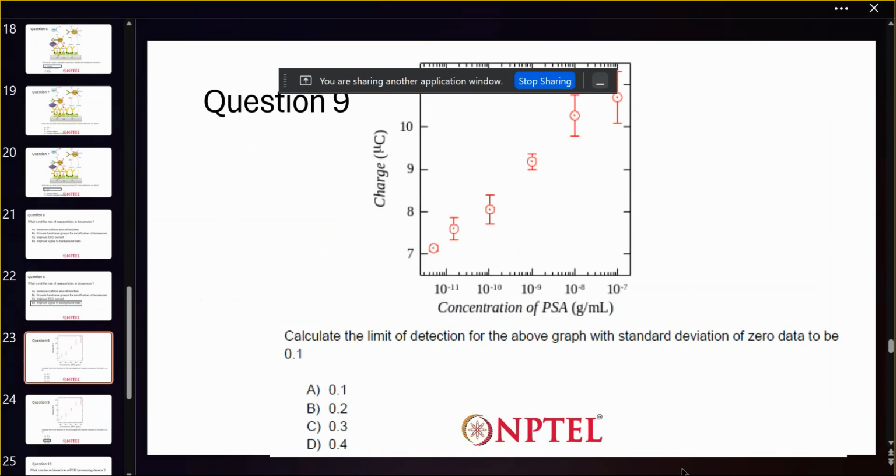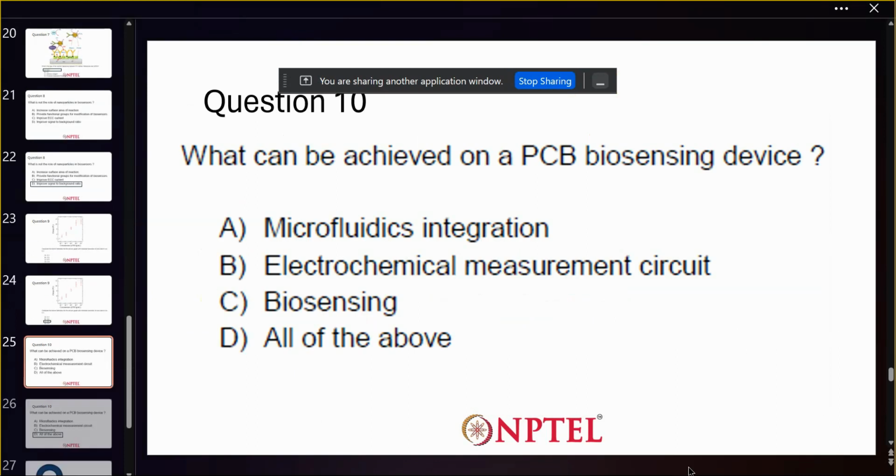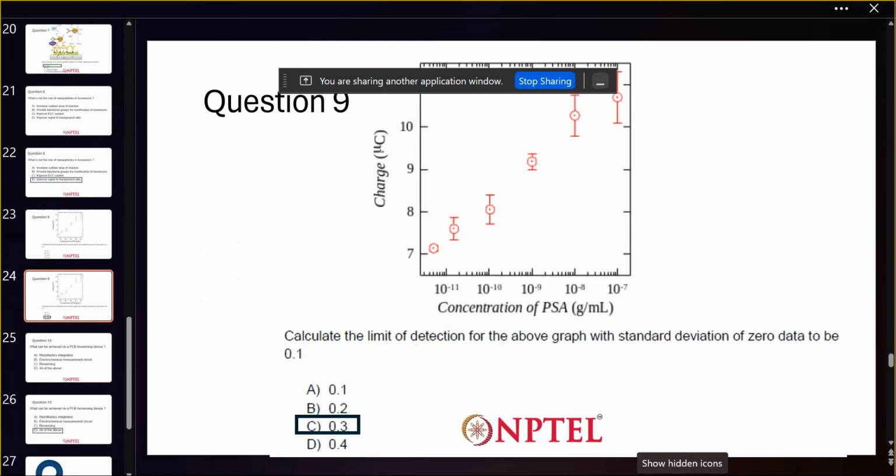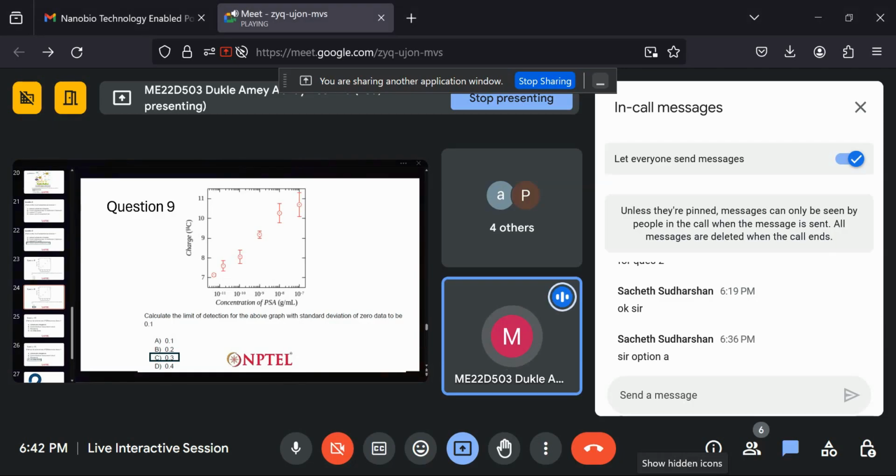This is a very theoretical question. Calculate the limit of detection from the above graph with the standard deviation of the zero data to be 0.1. Whether it's 0.1, 0.2, 0.3, or 0.4. The simple formula for limit of detection is 3 times the standard deviation. So it's 0.3. It's formula driven; I forgot to put the formula here, but I'll put it in the chat.